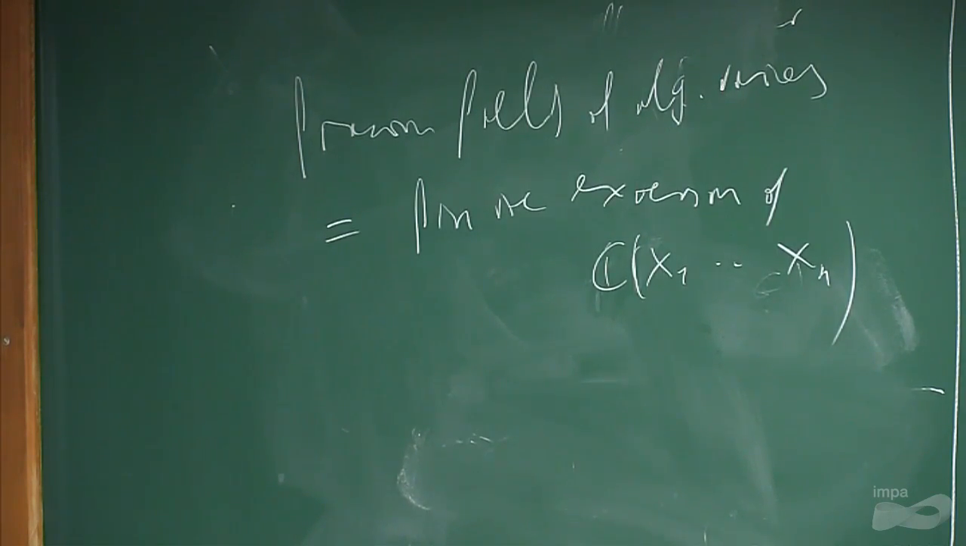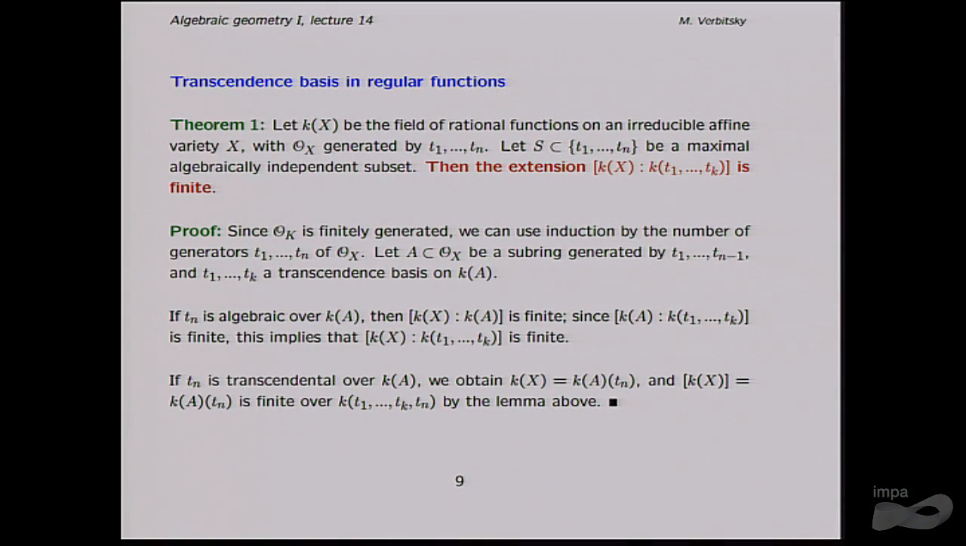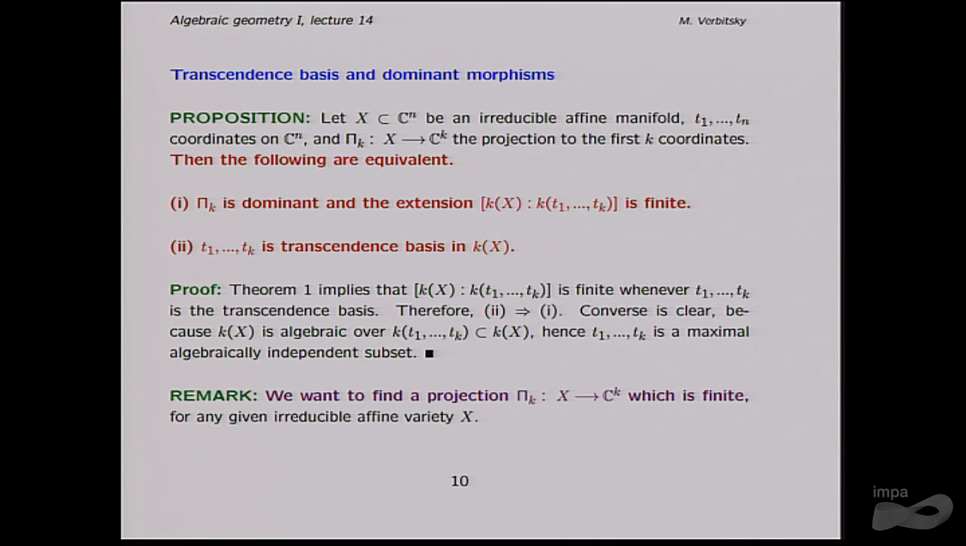So what we proved here is that essentially, if you have a dominant finite projection to Cn, this is more or less the same as a transcendental basis. So now I will prove it more formally. So this is this statement.